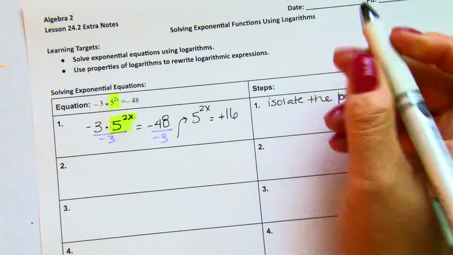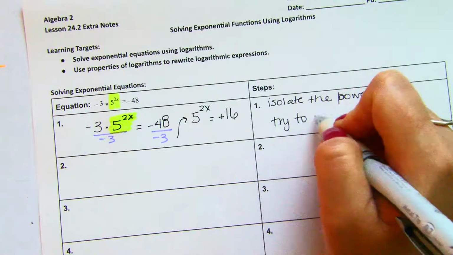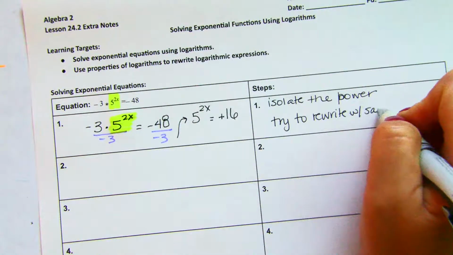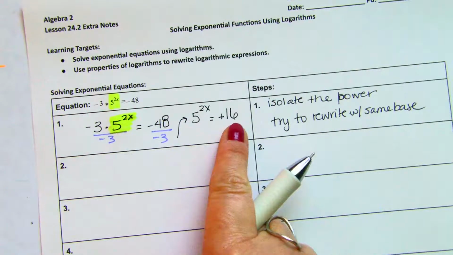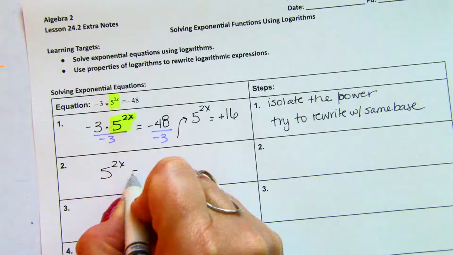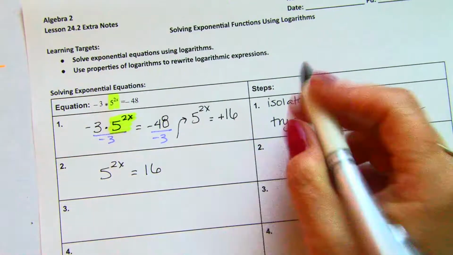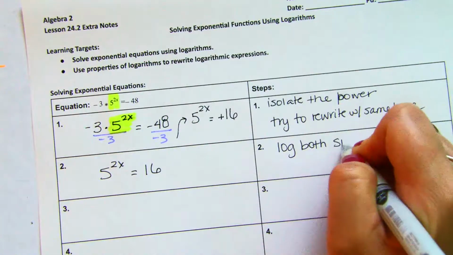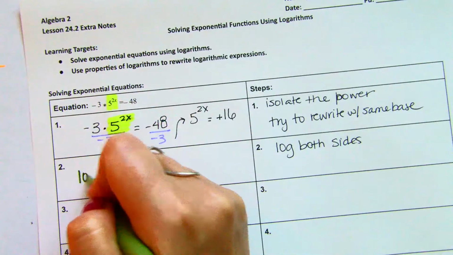Okay. And then you want to try to rewrite with the same base. Well, a 5 and a 16, there's no way I can do that. So like we showed you the other day, if you cannot rewrite them with the same base, your only option is to log both sides.